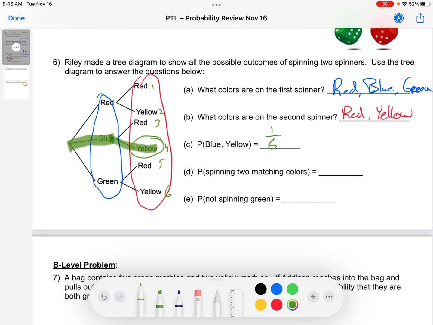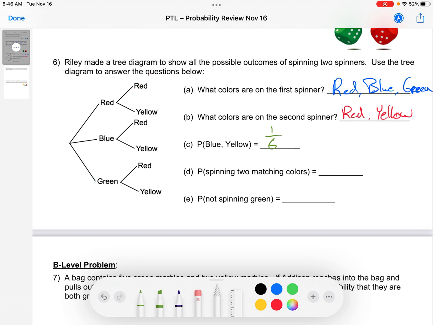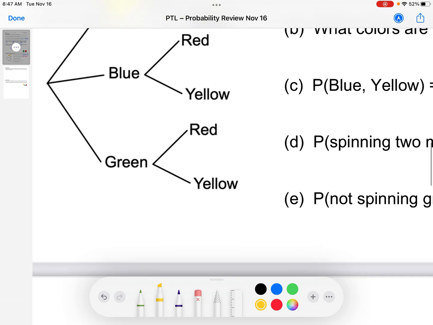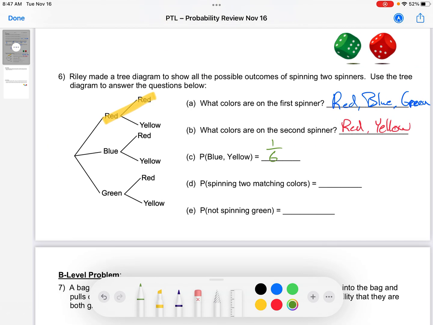What's the probability of spinning 2 matching colors? Okay, I'm going to clean this up real quick. To clean that up, 2 matching colors would be a red, red. Let's go with a yellow here. Red, red. Do I have any other ones? If I look in the next group, the blue, there's no blue, blue. And if I look here at green, there's no green, green. So I can only get 1. 1 out of how many? 6 again, right?